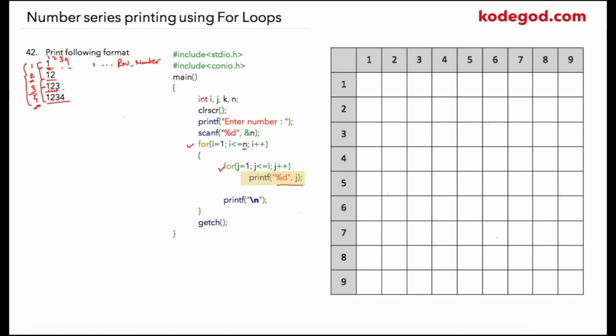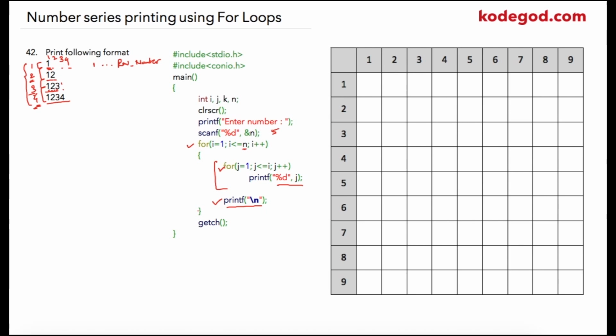And as soon as the value of j equals i, this loop will be terminated and the controller will go on to the next line because of this printf \n statement. Once the row is printed, the value of i will be incremented, and then the iteration will continue for the next row. So let us see how the output will be printed.